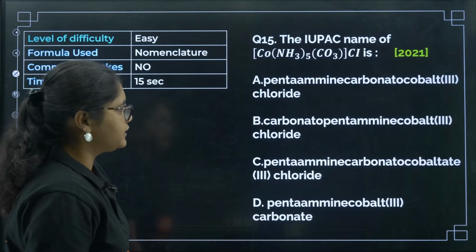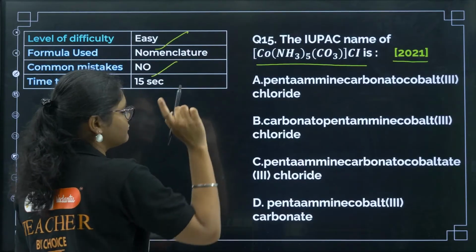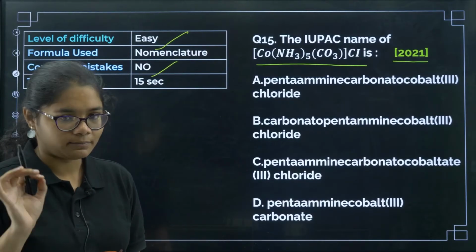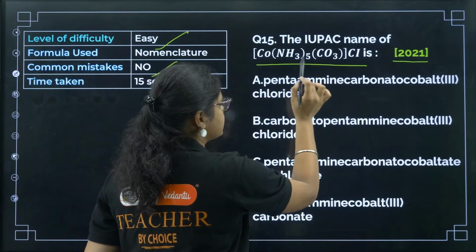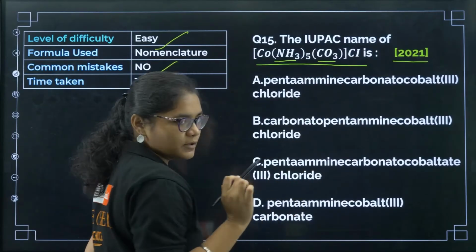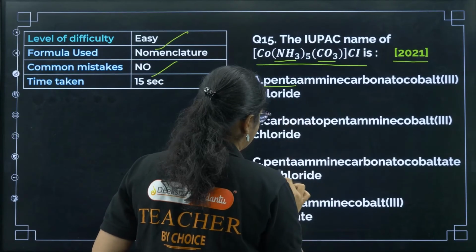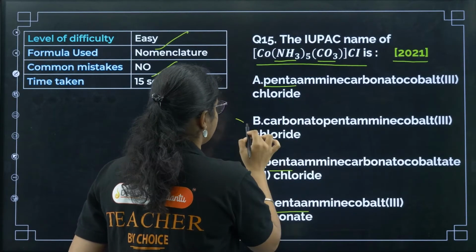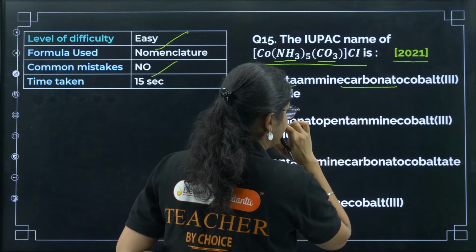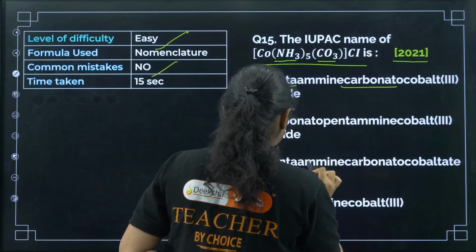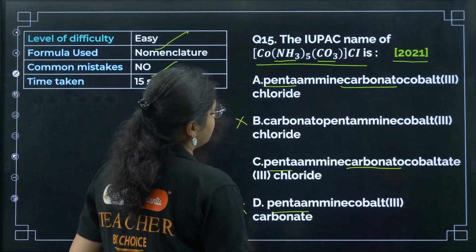Now coming to question number 15, the IUPAC name of the given compound, 2021 question. Again, nomenclature, very easy question, if all the rules are known to you perfectly. So now if you see here, first we will name the ligands. This ligand is amine and this is carbonato. First is amine, right? So we have pentaamine. So pentaamine and pentaamine. Here also we have pentaamine. We can eliminate this option. Next, after that we have carbonato. So here also carbonato is present. Here also we have carbonato and here there is no carbonato, so we can eliminate this option.